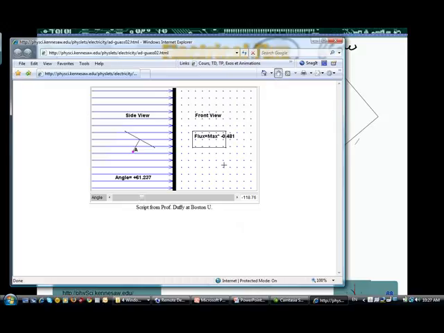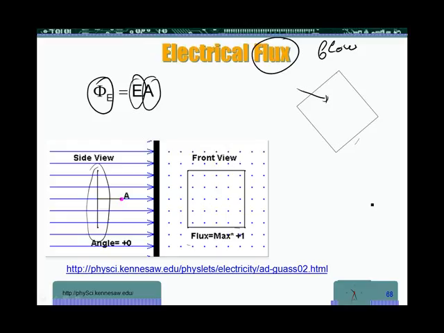So if the electrical field is going in one direction, it's going to be a positive flux. If it is going in the opposite direction, it's going to be a negative flux. So you can have negative fluxes. That's what's important. Here, for example, when it is totally opposite in direction to the electrical field, we have a flux of -1. Okay? That's the definition of electrical flux.